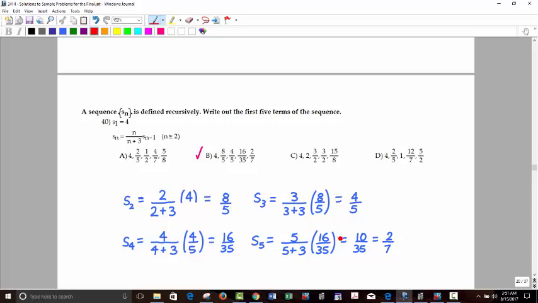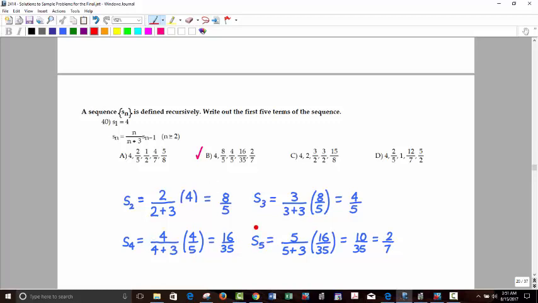So now I go to evaluate S3, and I put in 3 for n, so it's going to be 3 divided by 3 plus 3 times the previous term. So now we're always just using the previous term, which we were the first time too. So it's 3 over 3 plus 3 times 8/5 ends up being 4/5. So S4 will be n is 4, will be 4 divided by 4 plus 3 times the previous term we just found here, 4/5. That ends up being 16 over 35.